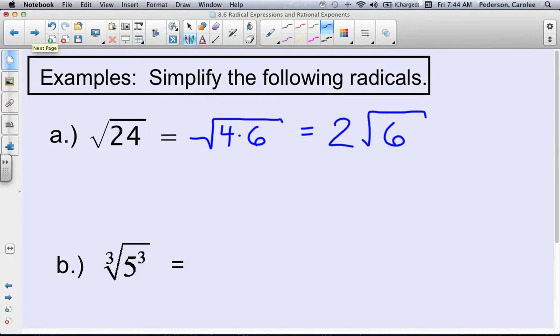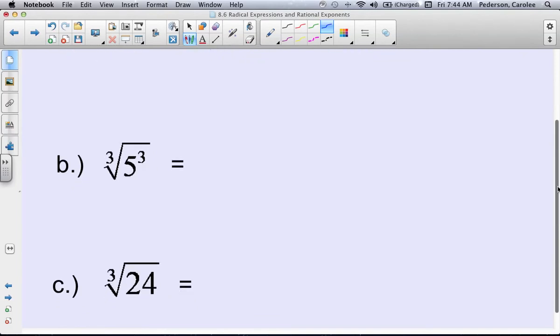This next example now has a different index. Example B is the cubed root of 5 cubed. So now we're looking at problems that have to have a group of 3 in order for it to reduce down. So the third root of 5 cubed, or we also say the cubed root of 5 cubed, your final answer then would just be 5.